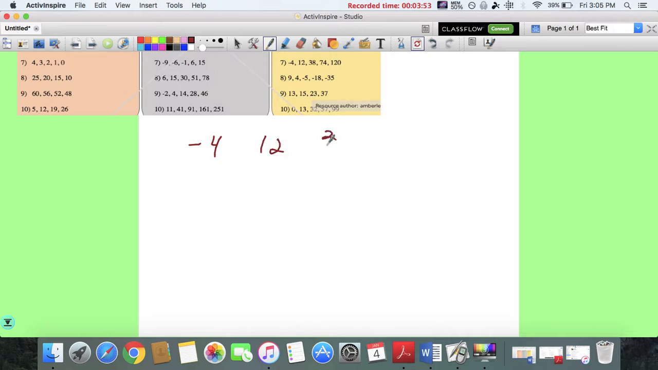Next sequence: -4, 12, 38, 74, 120. Find the first difference. This is going to be 16, 26, really? 36, 46. Let's just check, yeah. So it's definitely not linear, right? They're not the same, not going up by the same amount.